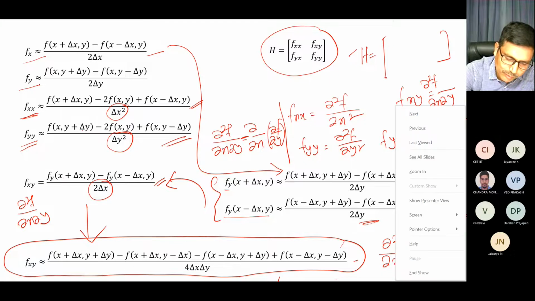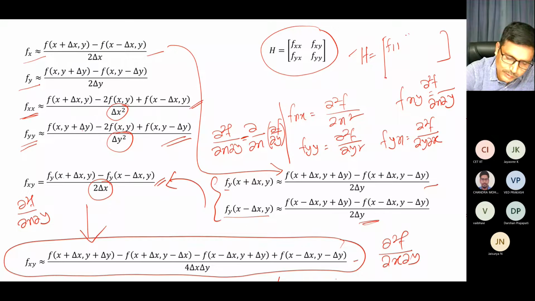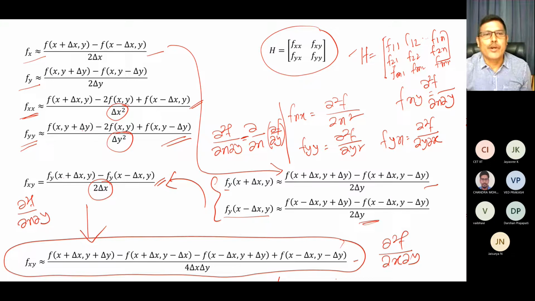This is f of 1 1, this is f of 1 2, and this is f of 1 n. Then f of 2 1, f of 2 2, f of 2 n, like that. And this is f of m1, then f of m2, then f of mm. Okay, so using this equation, I can calculate the Hessian matrix.